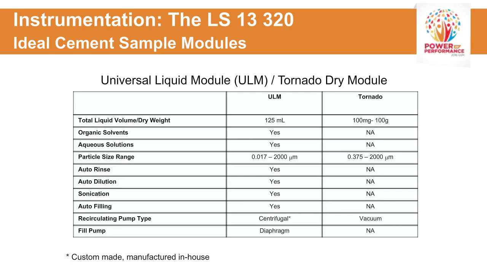This module will rinse itself between runs. It can auto-dilute in case you've added too much sample. We want to keep a certain range of obscuration so we can get light through the sample as they pass the laser. It has built-in sonication. This is an optional item if one wants it. And it can also fill from a built-in pump, so it can fill from a container automatically.